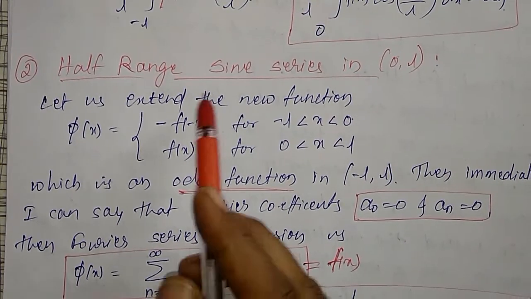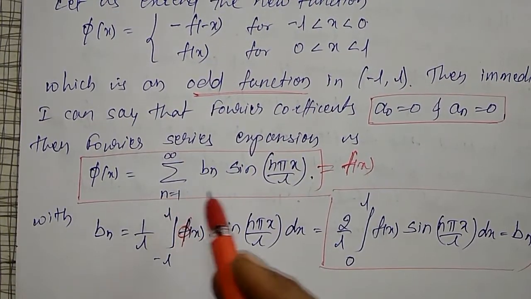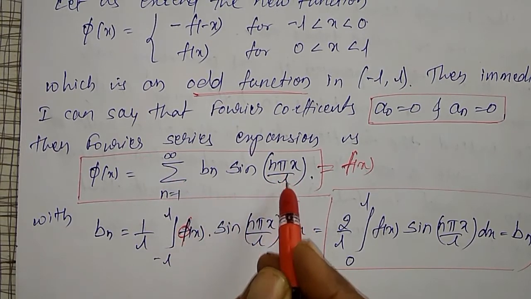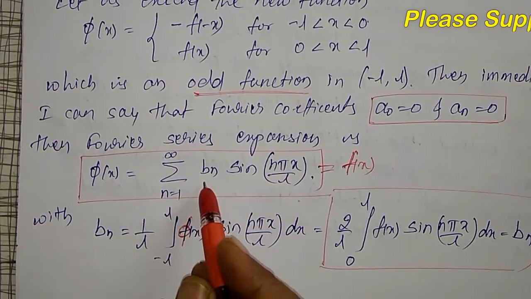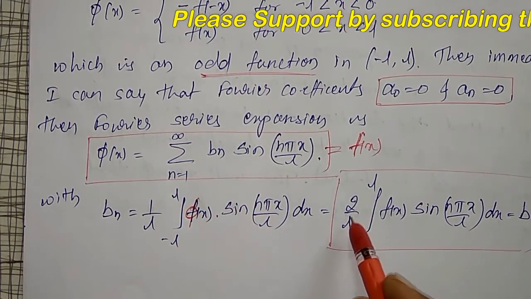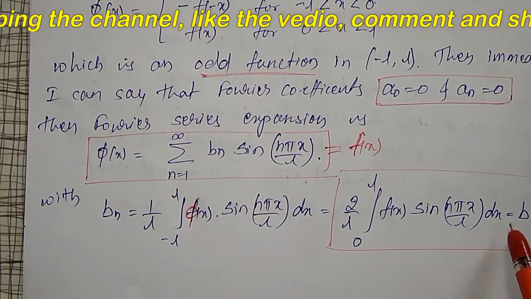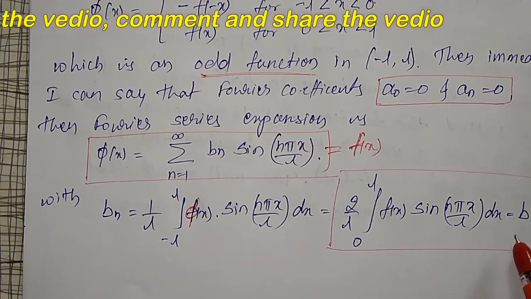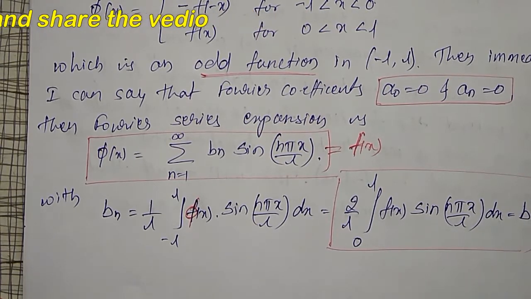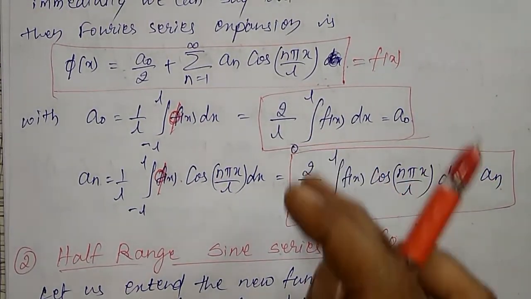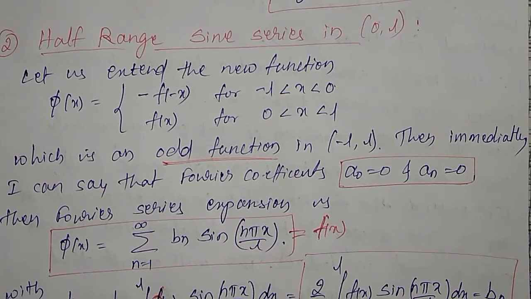Therefore, the Fourier half range sine series is defined to be f of x is equal to summation n equal to 1 to infinity bn into sin n pi x by L, and the Fourier coefficient bn is defined to be 2 by L integration from 0 to L f of x into sin n pi x by L dx equal to bn. Okay, like this, using these two, Fourier half range sine and Fourier half range cosine series, I am going to solve some important examples on Fourier half range sine series and cosine series separately.